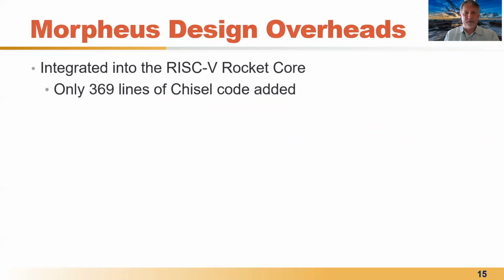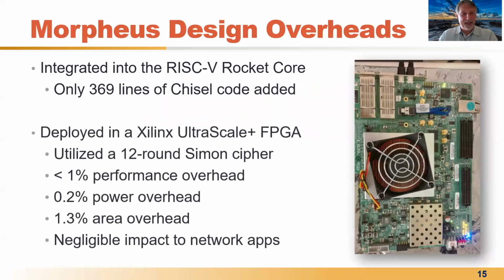We deployed Morpheus 2 on the RISC-V Rocket Core. We only added 369 lines of Chisel code, where we love Chisel. It's a very effective framework. Takes a while to learn, but it's kind of an expert-friendly environment. 369 lines of code, and that includes our crypto engine as well. We deployed as part of the DARPA SITH program, into Xilinx UltraScale Plus FPGAs. You can see one here underneath that fan.